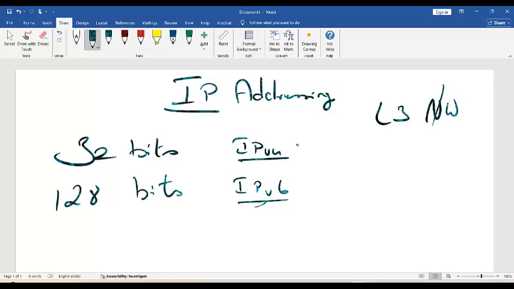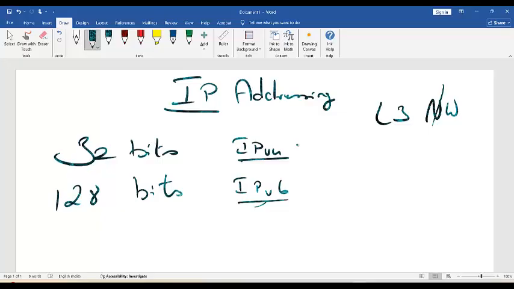Any device that routes the packet, it can be a firewall, it can be a multi-layer switch. If it is routing, it is going to route based on the destination IP address of the packet. All those devices are layer 3 devices. Devices that focus on destination IP address are called layer 3 devices.